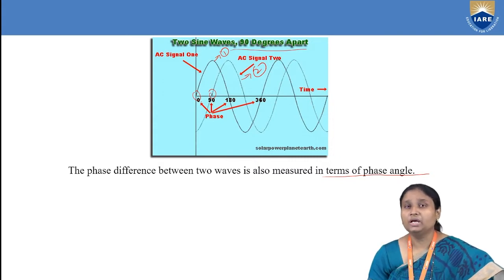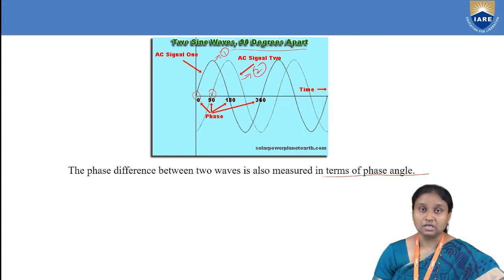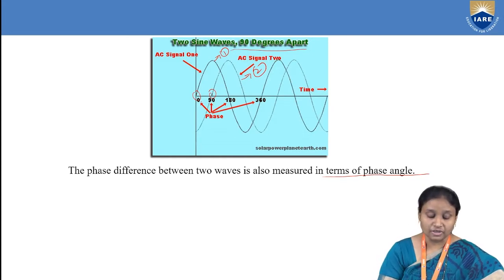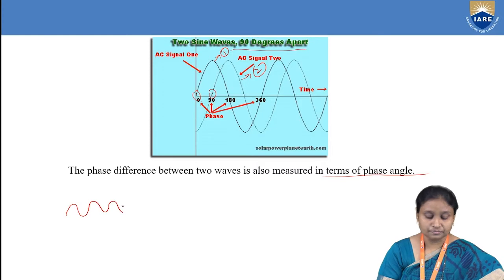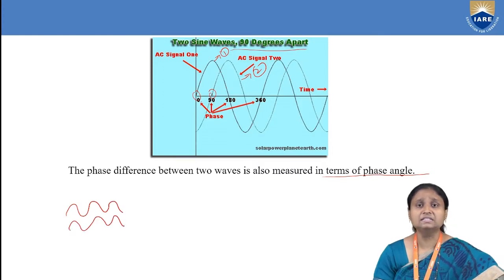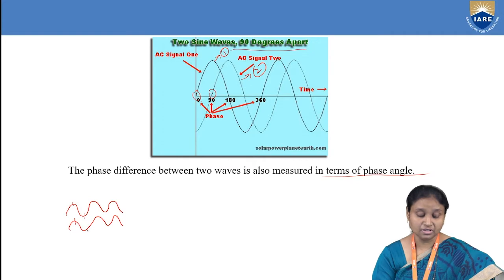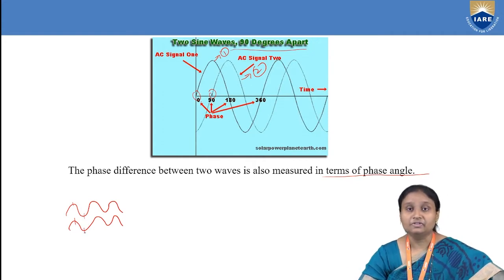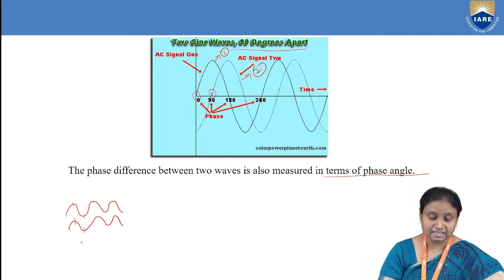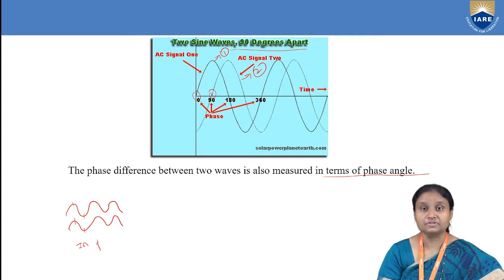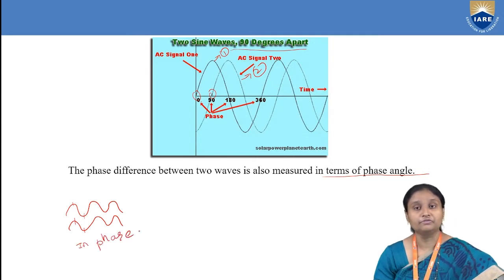And what do we mean by two waves being in phase and two waves being out of phase? Suppose I have taken two waves. If I consider their positions, and the crest of one wave matches its position with the crest of another wave, and the trough of one wave matches with the trough of another wave, then in this case I can say that these are in-phase waves. So these two waves are in phase.